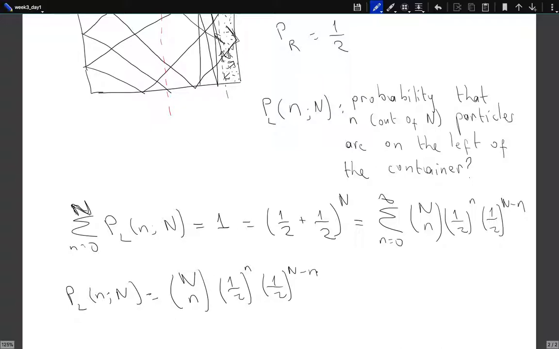You see, first of all, which particles are on the left? We don't know. Well, there are many possibilities. We are just saying that small n of them are on the left. So in how many different ways can we choose these n particles that are on the left? It's just that combinatoric factor over there.